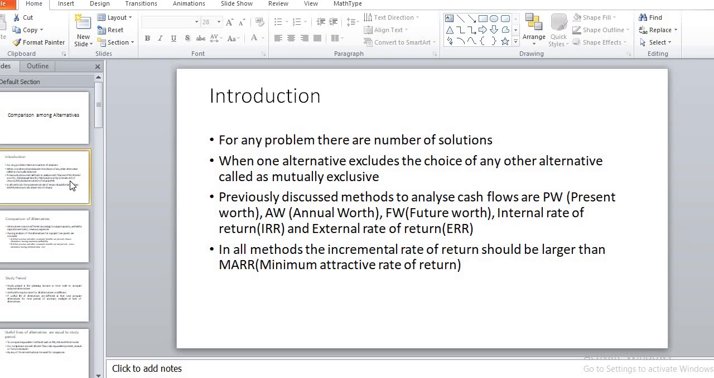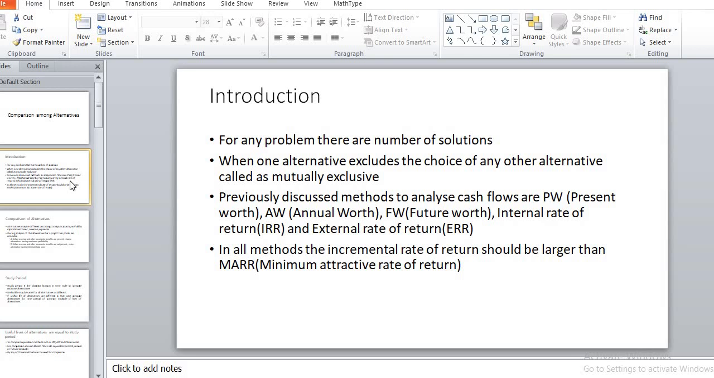And for that particular solution, from those particular solutions or projects, we choose the best or most profitable project. That particular solution, project, or alternative is, when compared to the others, a good one. Then this project we can consider as mutually exclusive.